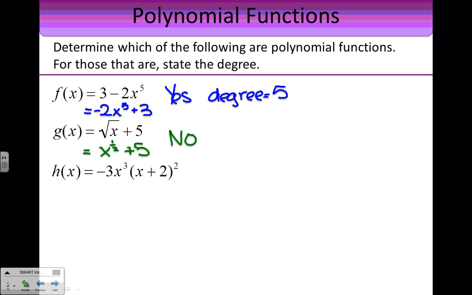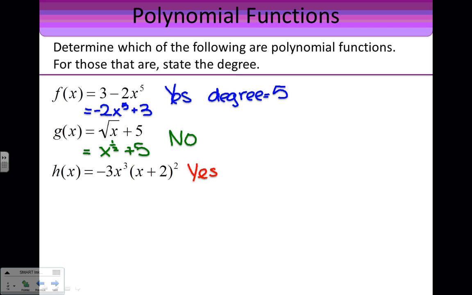Next we have h of x is equal to -3x cubed times (x plus 2) squared. So do we have real number coefficients? Yes, everything in here is a real number. There's no imaginary numbers. Are the exponents positive whole numbers? Yes, we only have exponents of 3 and 2. So we would say yes. But the tricky thing here is what is the degree, because this is not in standard form. So you cannot say that the degree is 3.